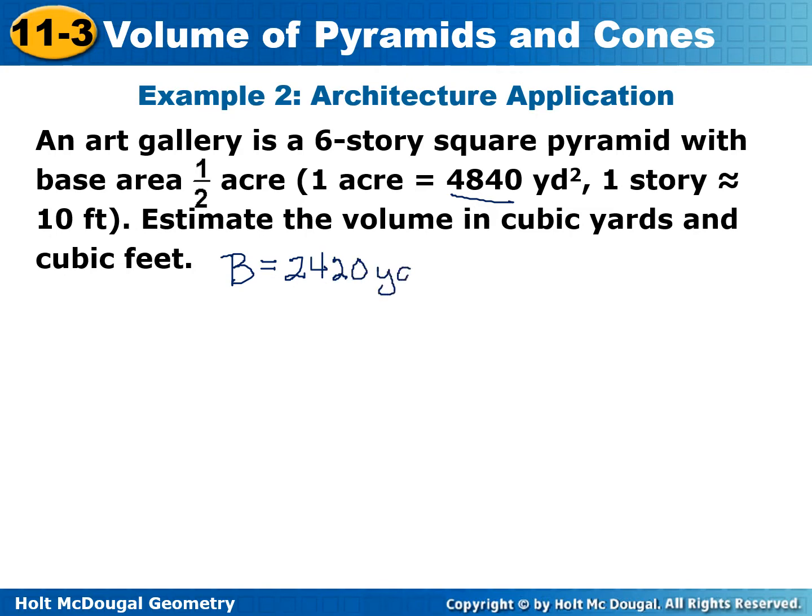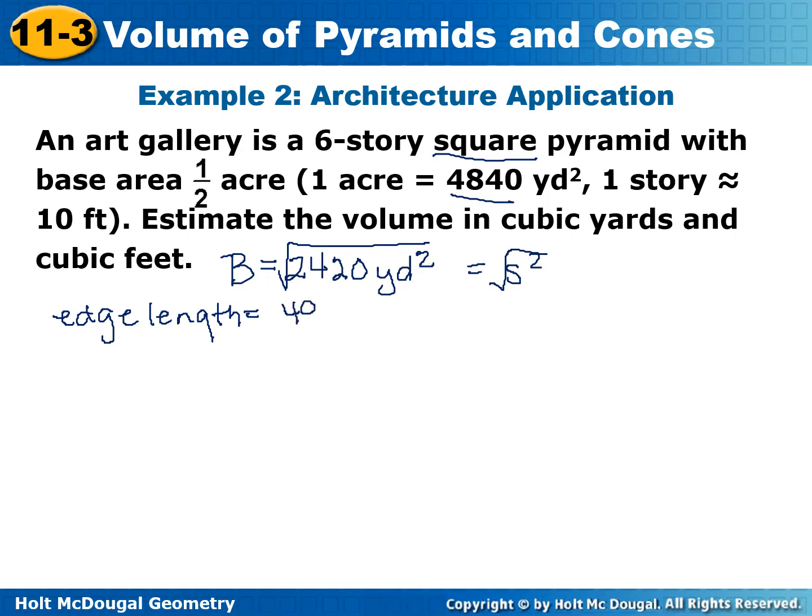So the base has an area of about 22,420 square yards. And since it is a square, that means that's equal to the side squared. So if I take the square root of each side, the base edge length is about 49 yards. Now the height is 6 stories. A story is about 10 feet, so we multiply 6 by 10. So our height is going to be 60 feet.